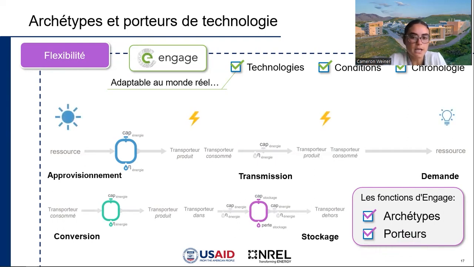The second feature in Engage involves what Calliope calls carriers. And these carriers represent energy or commodities that move through the modeled system. They can be defined as any energy form or commodity that the user is interested in modeling and measuring. So that could be something like power or water, diesel, hydrogen, etc.